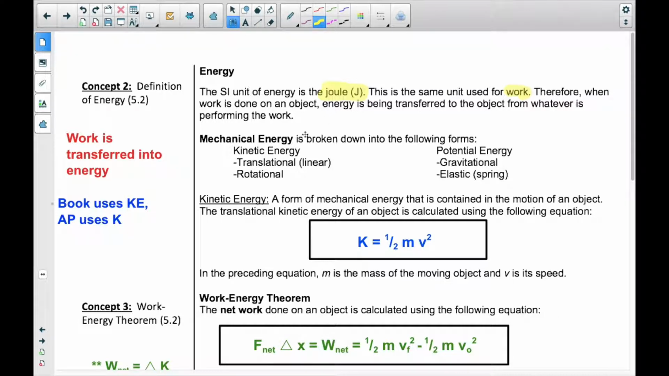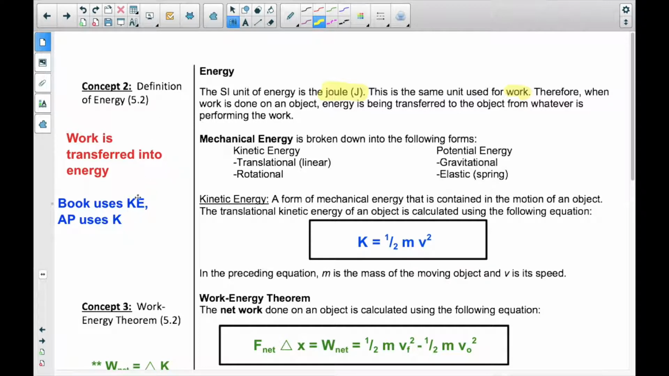So when work is done on an object, energy is being transferred to the object from whatever is performing the work. Or it could be that you're losing energy in the case of friction, etc. So that's why over the margin I'm mentioning that work is transferred into energy. Again, whether it's losing energy or gaining energy, work is transferred into energy because those are joules, and it's the same joules all around.